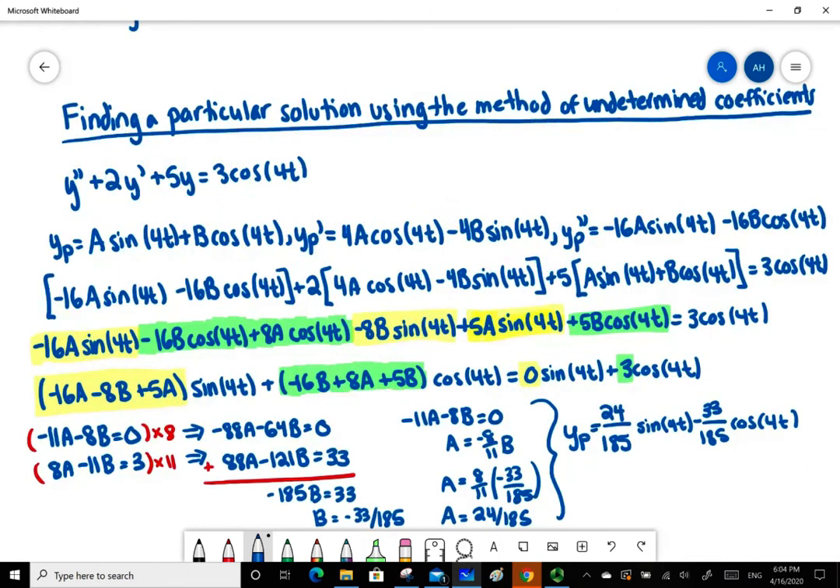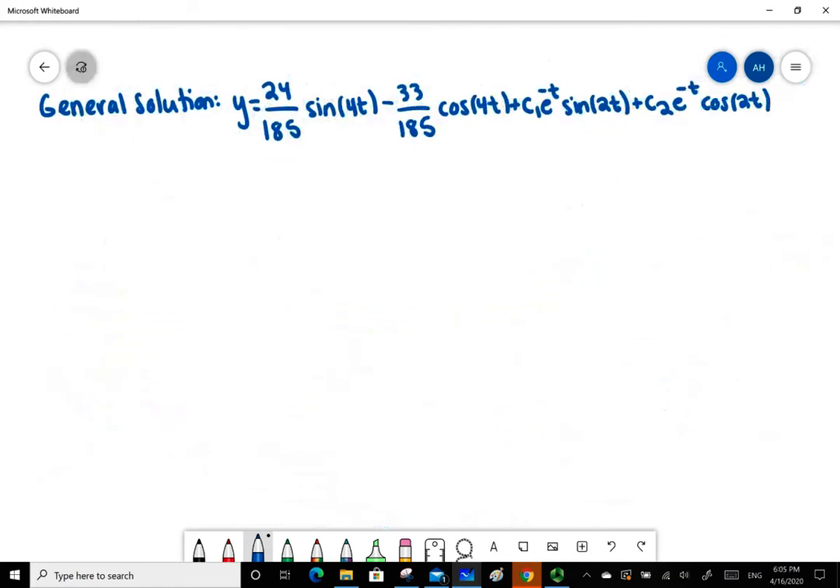y_p equals 24 over 185 sine of 4t minus 33 over 185 cosine of 4t. Now that we have our complementary solution and a particular solution, we can put them together to get the general solution. y equals 24 over 185 sine of 4t minus 33 over 185 cosine of 4t plus c1 e to the negative t sine of 2t plus c2 e to the negative t cosine of 2t.